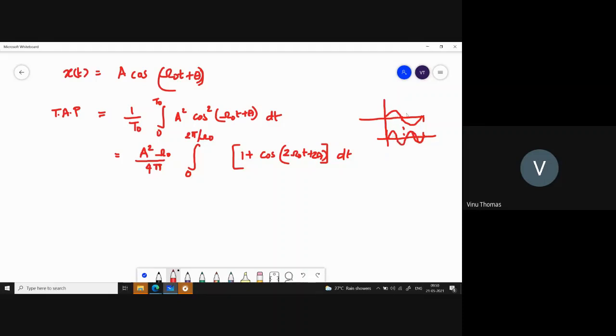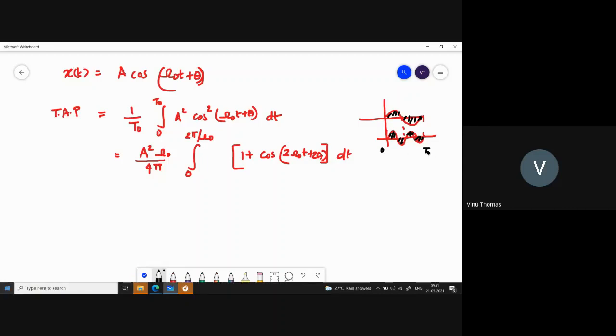So there was only one cycle, and here there are two cycles. So what is the area under the function for one period? So you are evaluating the area under the function for one period. So 0 to t0. So this is 0 and this is t0. So what is the area under cos 2 omega naught t plus 2 theta over 0 to t0?